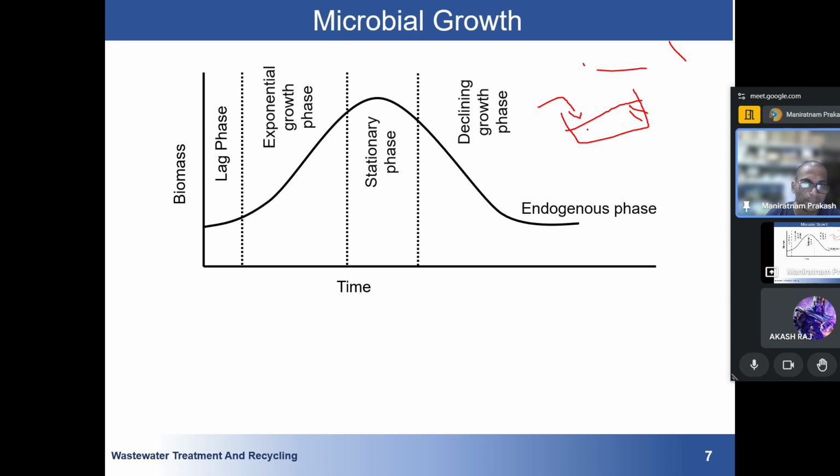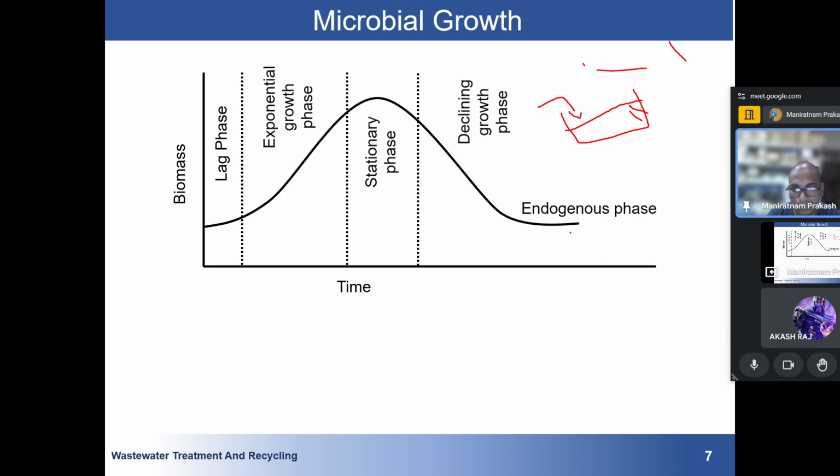But after some time, the food which was in huge amount has become limited, and at the same time microbes have also started to die. At the rate at which they are increasing their population, at the same rate they are dying also. That's why a stationary phase comes. And after some time the amount of food available is not sufficient to fulfill the whole population, so they will start dying. That is known as the declining growth phase.